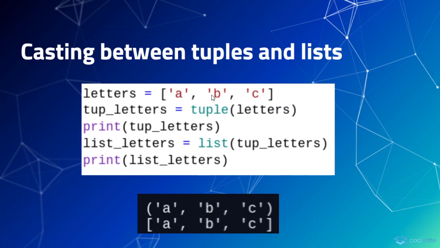If we have a list of letters here, A, B, and C, what we could do is cast this list as a tuple. So now we have a tuple of letters, tup letters, because we use tuple and then in parentheses the list name. If we were to print this, you can see that now we would have the parentheses instead of the square brackets, which would indicate that it is indeed a tuple. We can go back to having a list by casting the tuple to a list. And if we were to print that list, you can see we're back to a list because we have the square brackets.